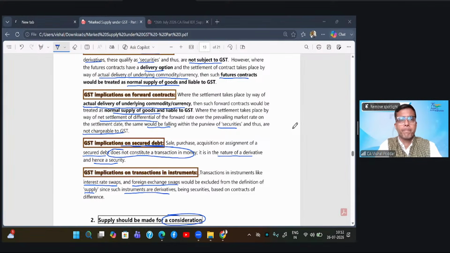Sir, my other question is, subsidy received from an entity other than the central government and state government would be treated as consideration? That is consideration, that will be taxable. Okay. Yes.